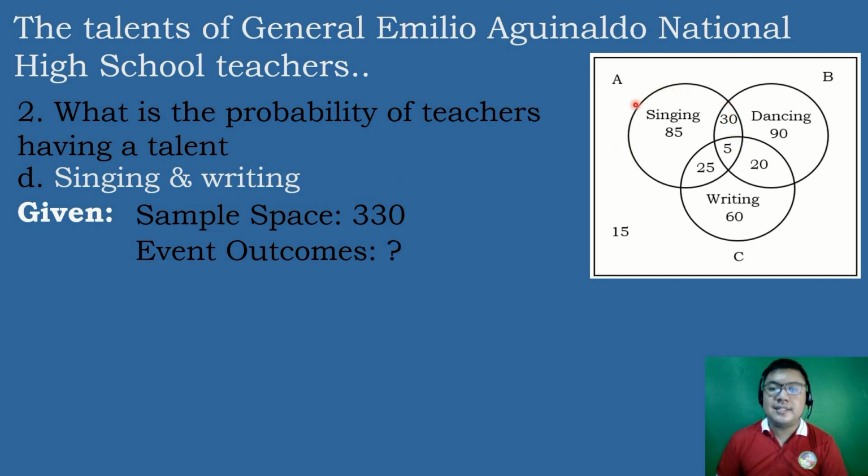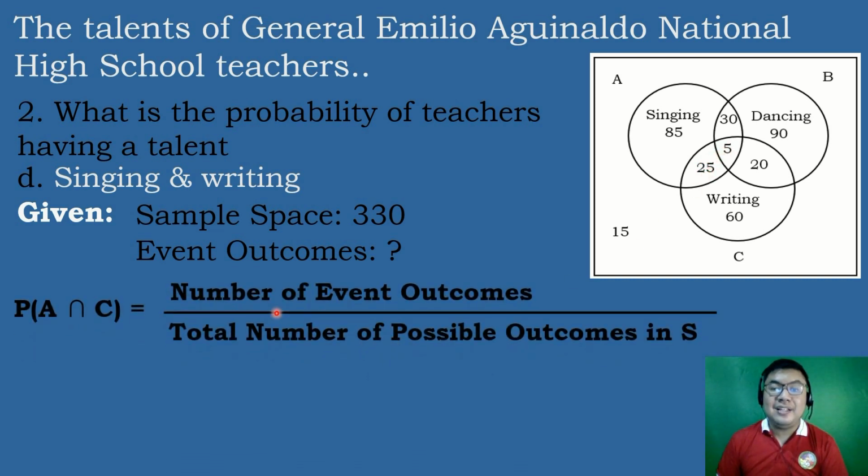So this is the circle for singing or event A. And this one is the circle for writing or event C. And we will look at the portion wherein the two circles overlap with each other. And this is the portion. And what we will do here is add the numbers to get the number of event outcomes.